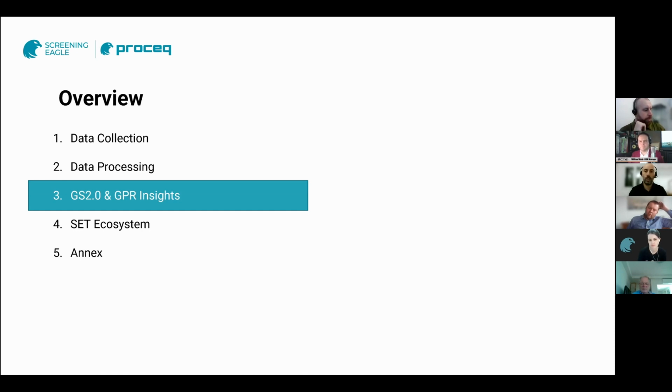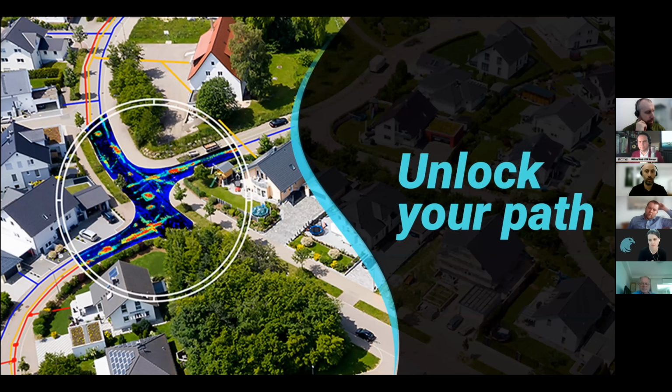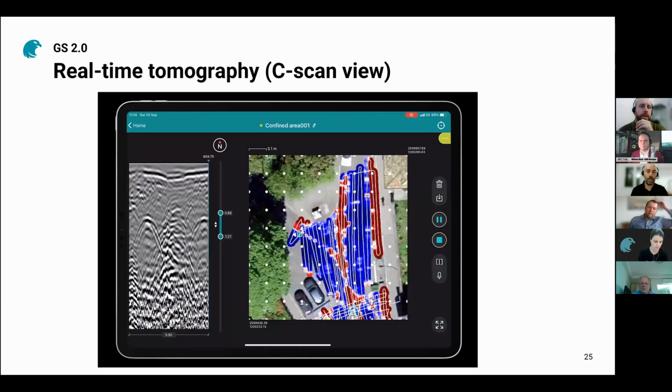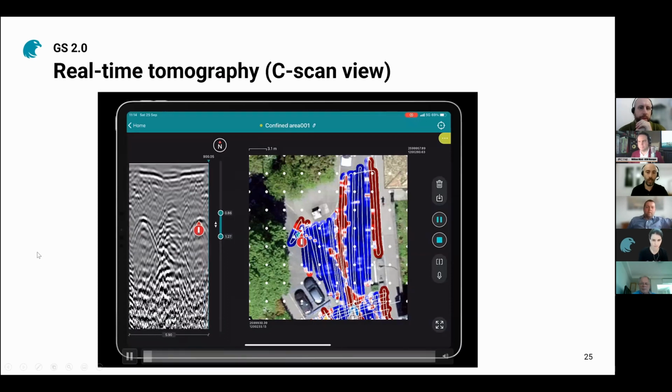The first one is by unlocking your path. We titled the event like this. I don't know if you guys had the chance to watch it, but it's on our website. You can go and watch it again. So with the GS 2.0, you can do this kind of mapping.